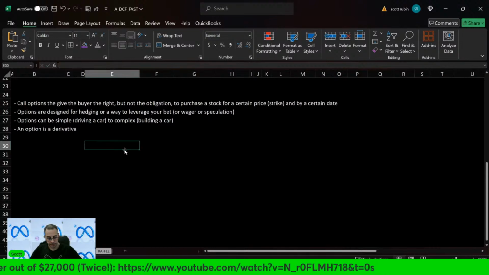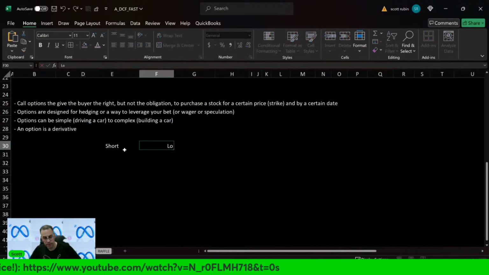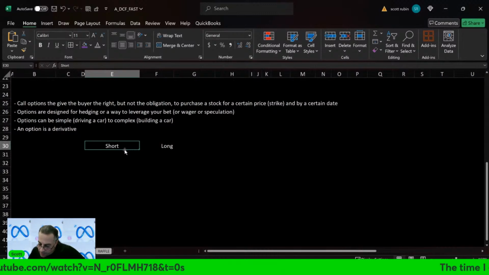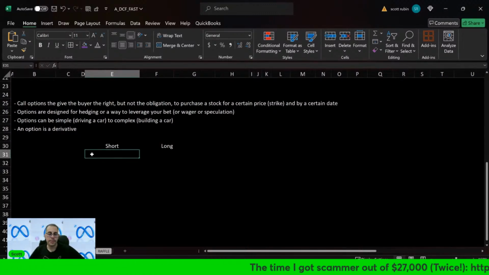Okay. Short and long. I'm glad I did not short NVIDIA. I know, right? I'm still thinking about it though.